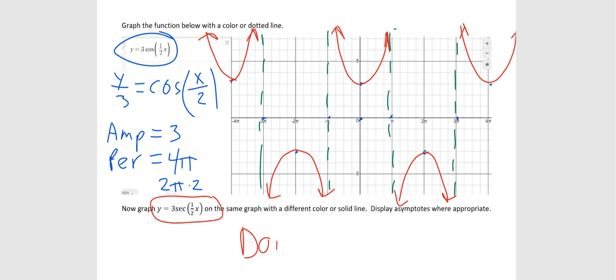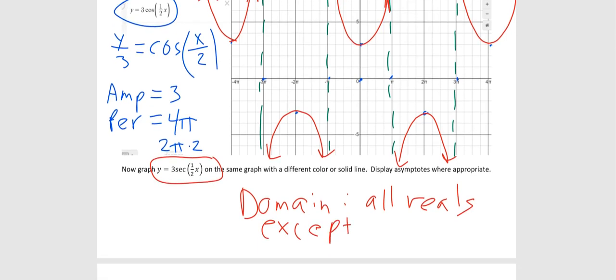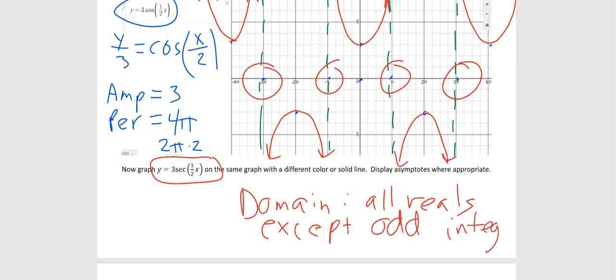What's your domain? All reals except here I got pi, 3 pi, negative 3 pi. But notice I'm missing things like 2 pi and 4 pi and 0. Odd integer multiples of pi.